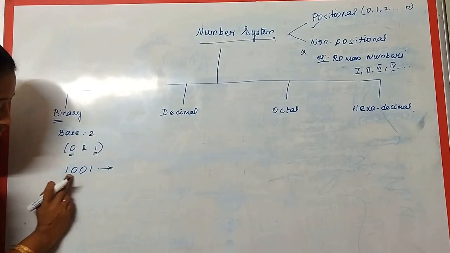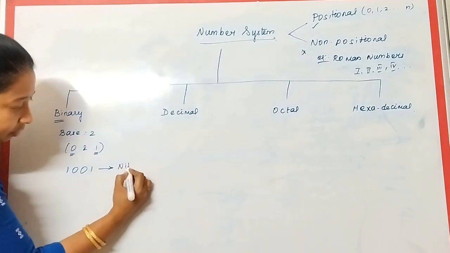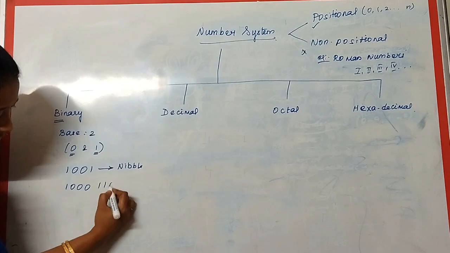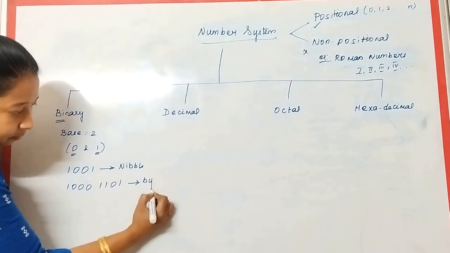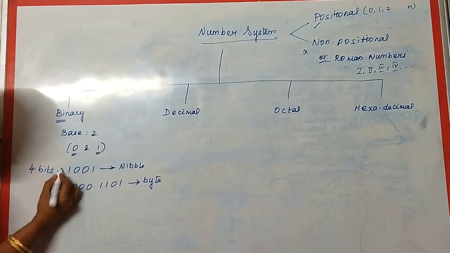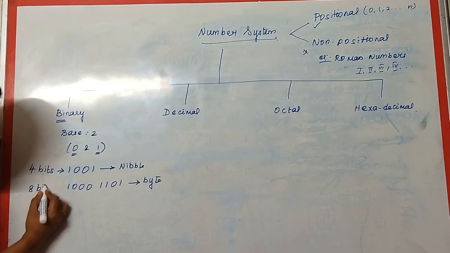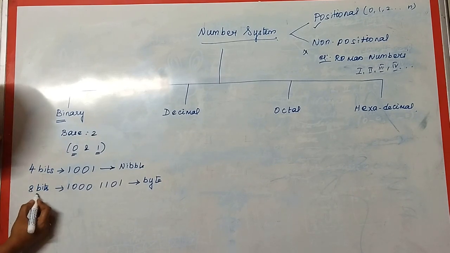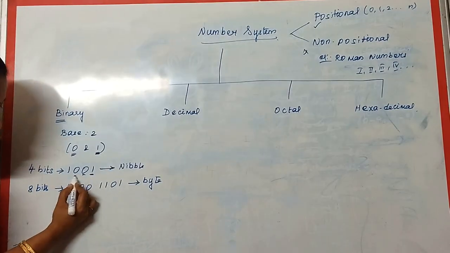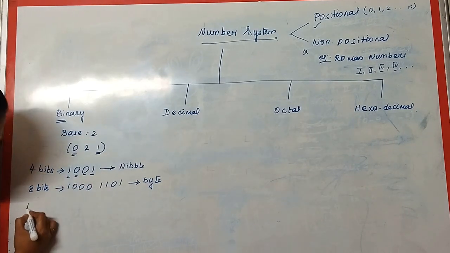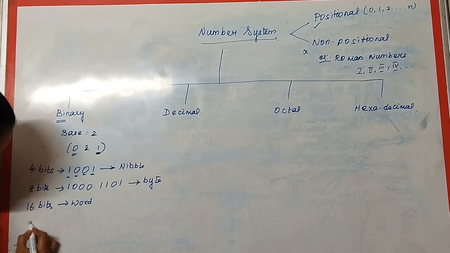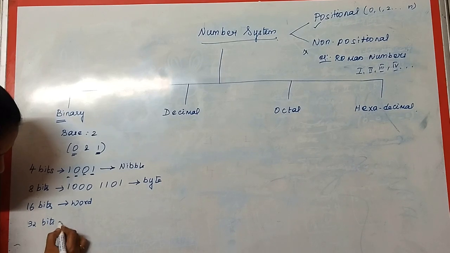Any combination of 4 bits is called a nibble. And a combination of 8 bits is called a byte. Clear? 4 bits combination is called a nibble, and 8 bits combination is called a byte, where bit, the meaning of bit is every single digit. Every single digit is called a bit. Clear? Combination of 16 bits is called a word, and a combination of 32 bits is called a double word.